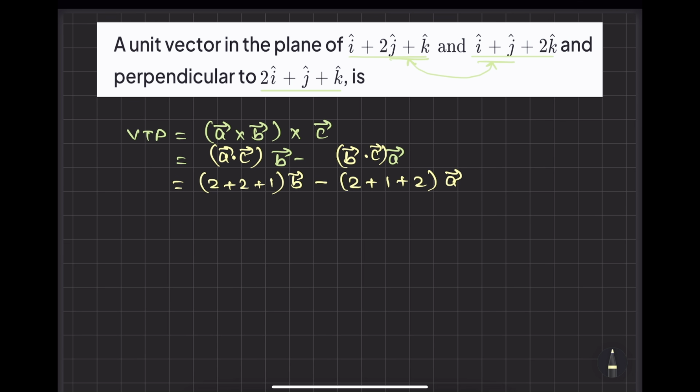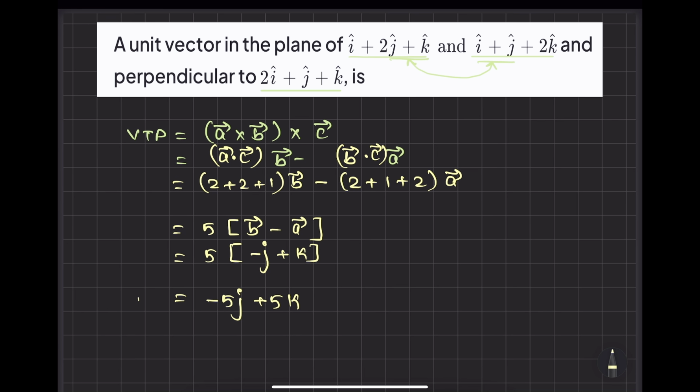So if you observe, 5 is common in both the situations. Okay, so I will take 5 common. Now it is vector B minus vector A. Okay, let's do the simplification. So B minus A is what? I minus I is 0. J minus 2j is minus j. 2k minus k is k. So we got this thing as minus 5j plus 5k.